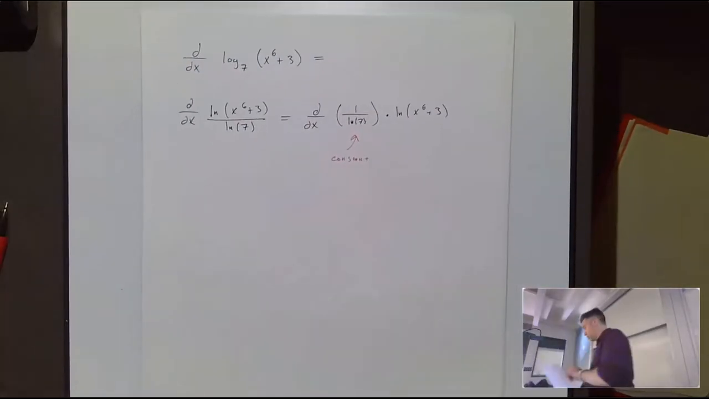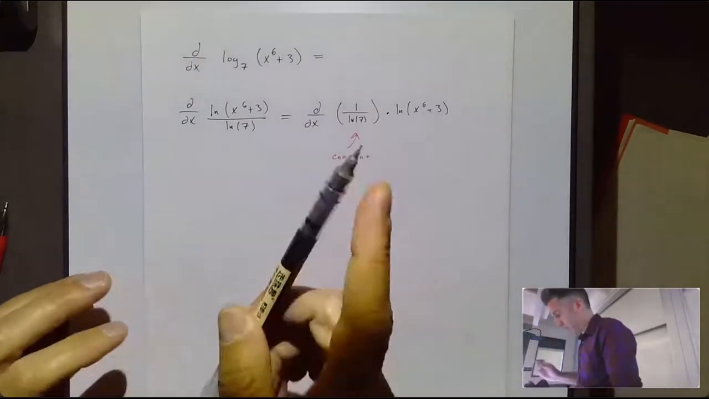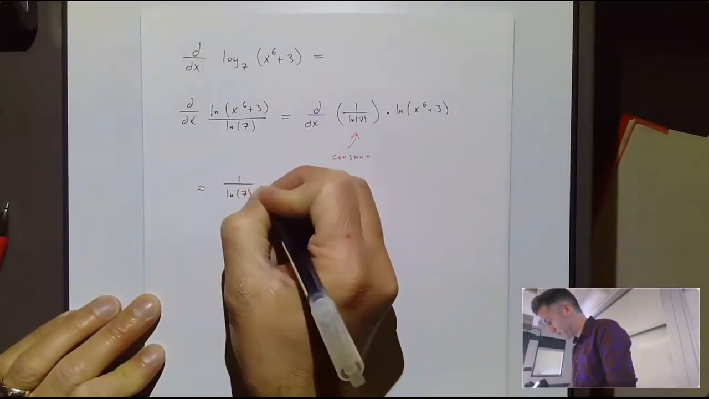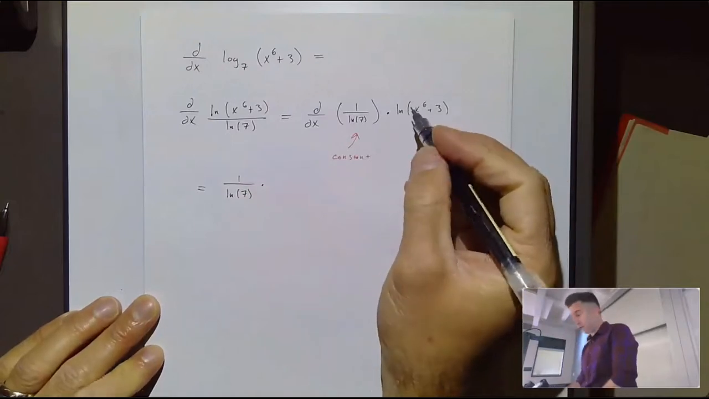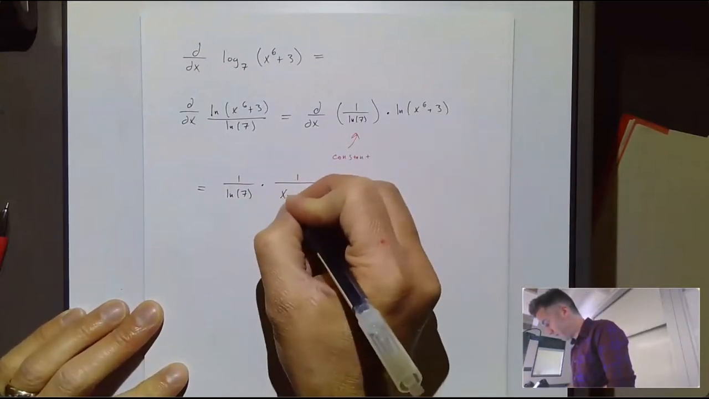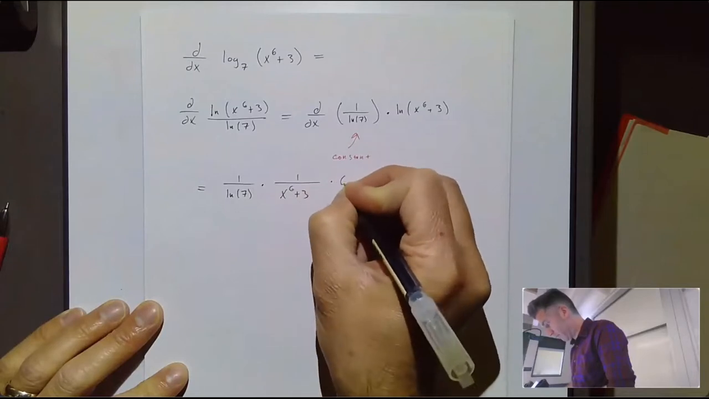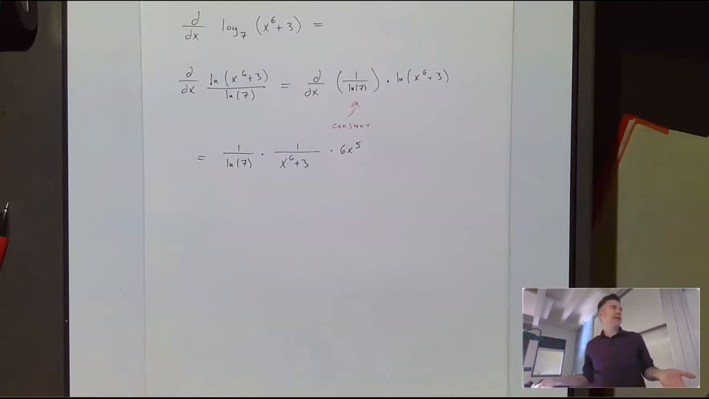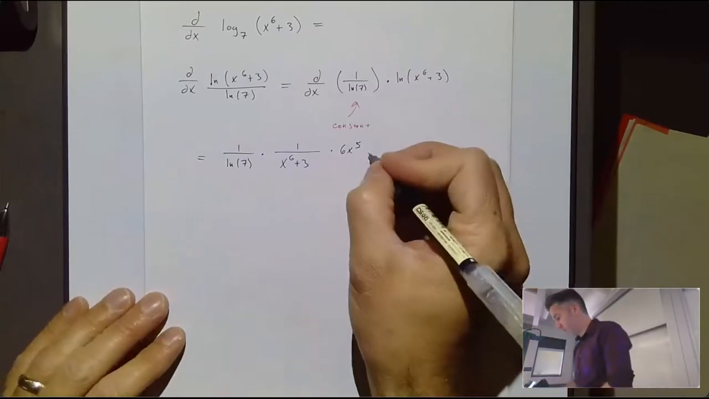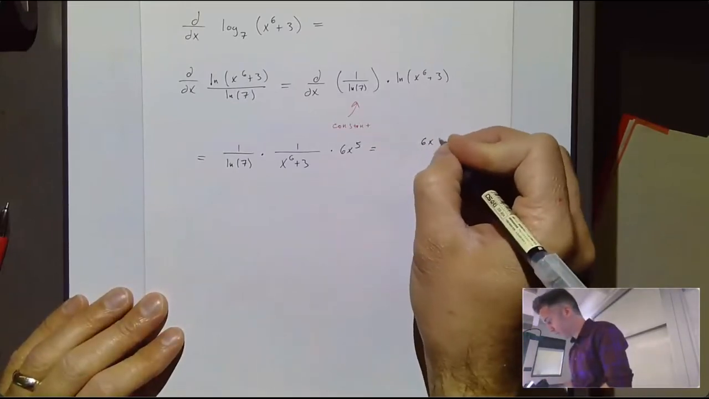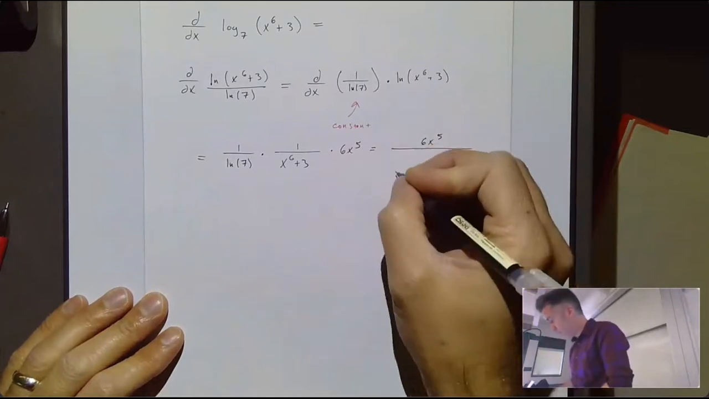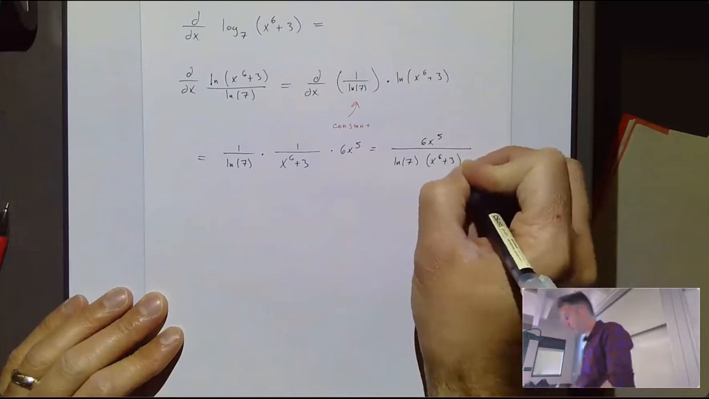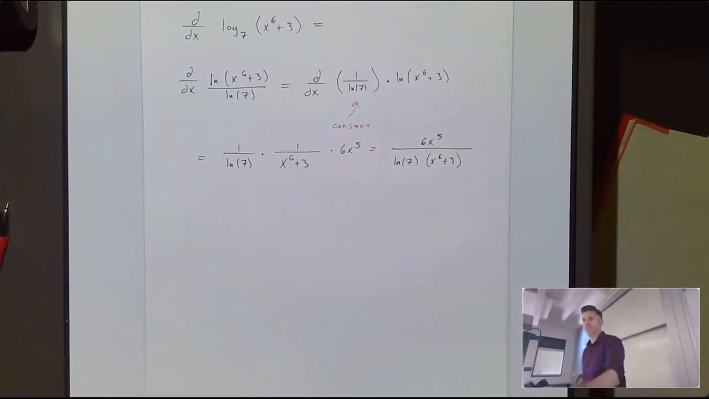And so when I differentiate, I'm going to get that constant just hanging out times, okay, the derivative of the natural log of some stuff is 1 over the stuff times the derivative of the stuff. And you could leave it like this, or you could make it quote unquote more condensed by writing it as 6x to the 5th over the natural log of 7 times x to the 6 plus 3. Either way, totally fine.